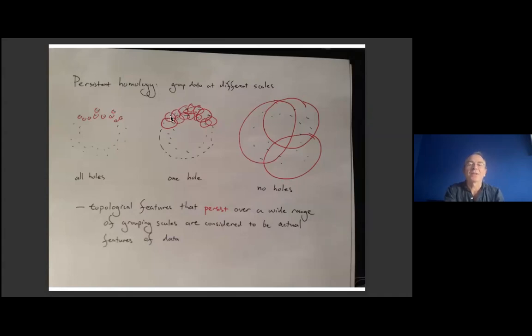Now, this hole is going to persist as I make these epsilon balls bigger and bigger. The hole is going to persist, but it is going to get smaller and smaller. And eventually, when these balls get too big, everything is connected with everything else, and the holes go away. But in the intermediate region, as I group the data at different scales, there's a set of regions where this hole shows up, and then it persists over a wide range of grouping scales. And the point about persistent homology is we look at things like voids and holes. These are homological features of the data, and topological features that persist over a wide range of grouping scales are considered to be actual topological features of the data. So that's how these methods work.